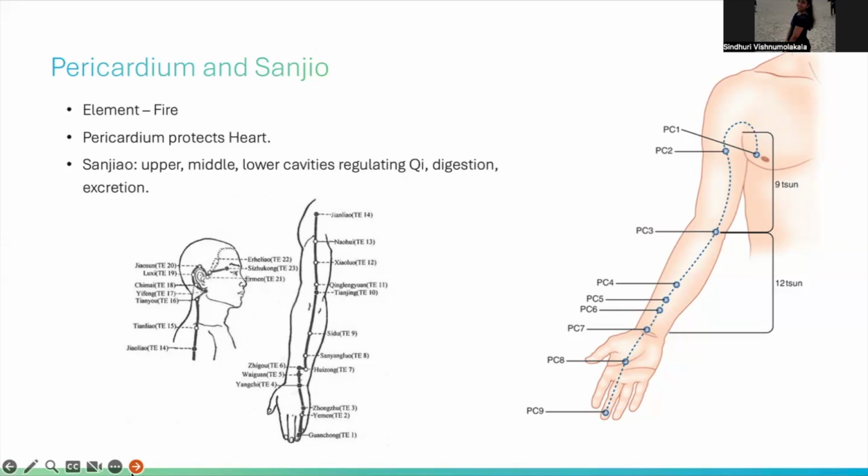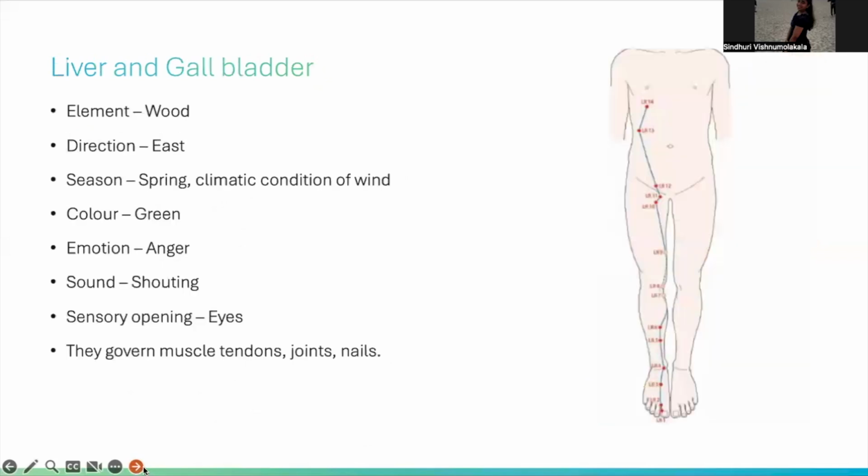And finally, as we again can see, the pericardium starts from areas closer to your chest and runs downward to your fingertips, and the triple energizer starts from your fingertips, travels upward, and ends in your head. And the last set is the liver and the gallbladder. Again, the liver meridian starts at your toes and runs to your chest.